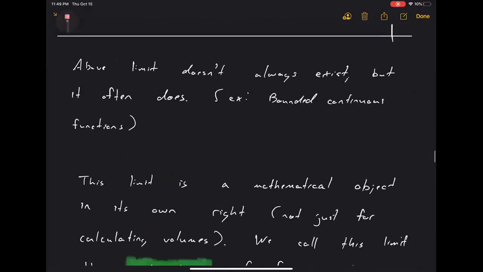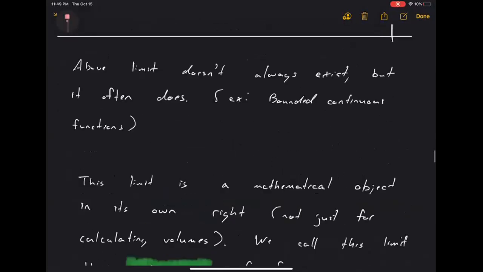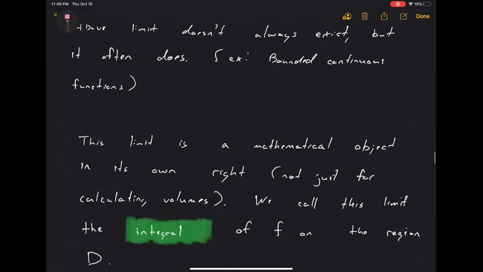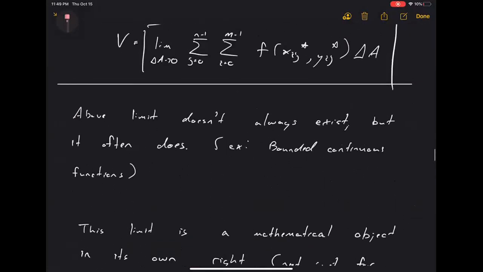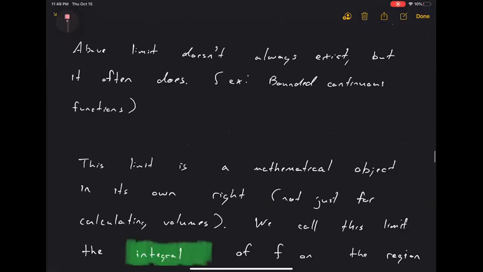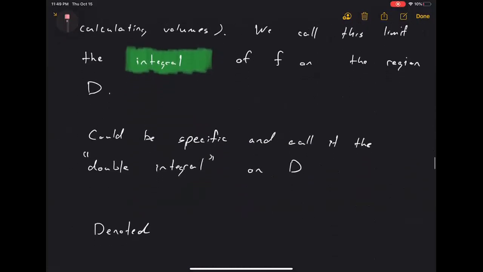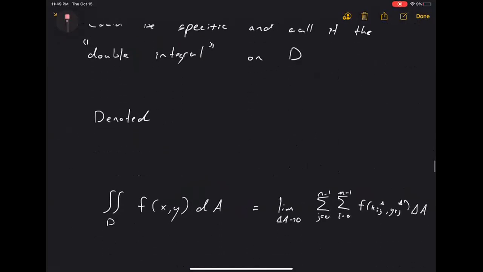Okay, so when that limit exists on our rectangular region D, we call that limit the integral of f on the region D. And we can give it a special notation, because if we had to write out this limit sign and these double summation signs every time, that'd be a bit cumbersome. So we just compactify it all and denote it as this.